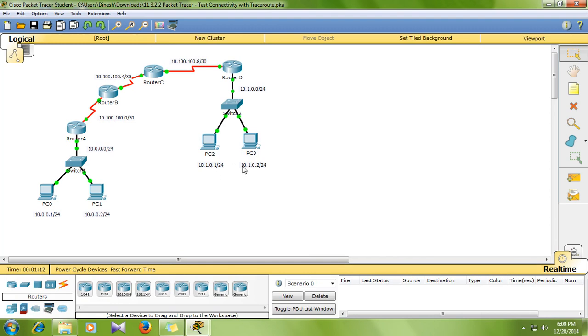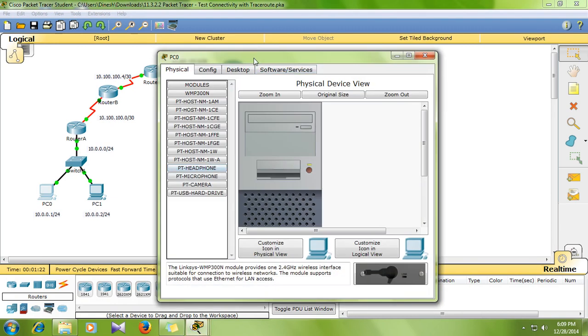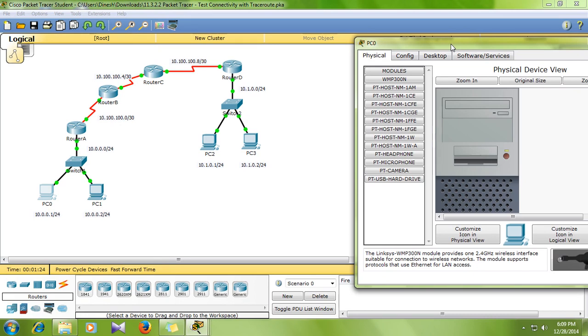The PC2 and PC3 network was 10.1.0.1/24, and PC0 and PC1 was 10.0.0.1/24. In this topology, we have to establish a connection between PC0 and PC2.